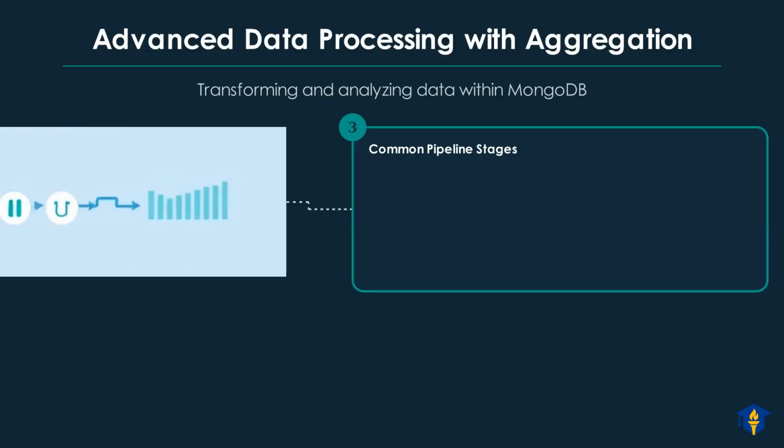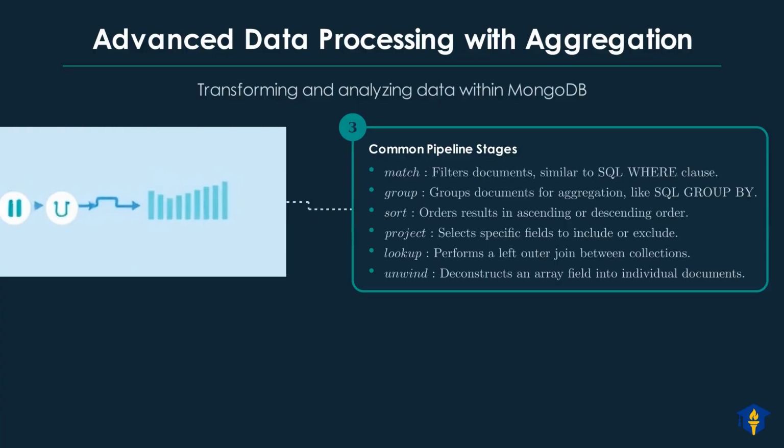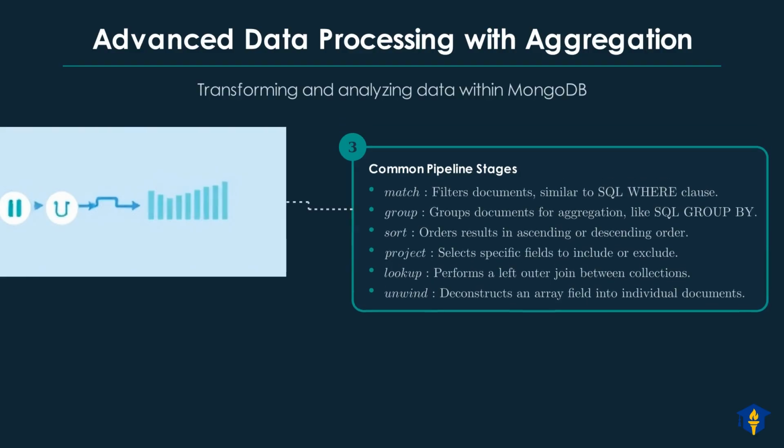Let us look at some common and essential pipeline stages. The $match stage filters documents based on specified conditions, similar to the SQL WHERE clause. The $group stage groups documents together for aggregation, much like SQL's GROUP BY clause. The $sort stage orders the results in either ascending or descending order. The $project stage allows you to select specific fields to include or exclude from the output. The $lookup stage performs a left outer join operation between two different collections. And the $unwind stage deconstructs an array field into separate individual documents.